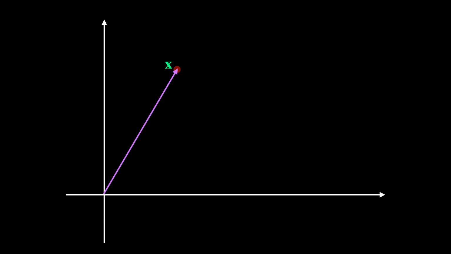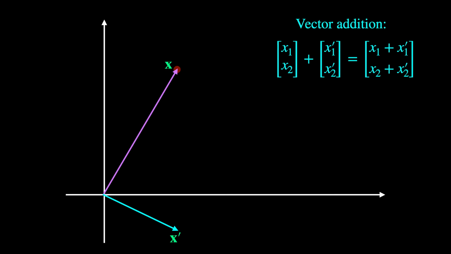So what do they mean here? Vector addition is quite straightforward. If we take two vectors, x and x prime, then their sum is found by adding each of the components. Geometrically, we can think of starting at the origin, following the first vector to its tip, and from there following the second vector to its tip. So this longer vector, x double prime, is the sum of x and x prime.